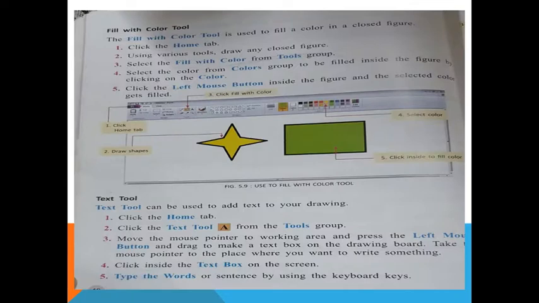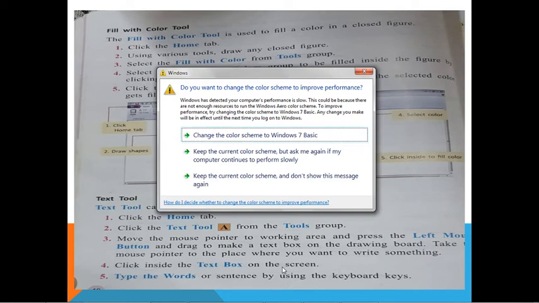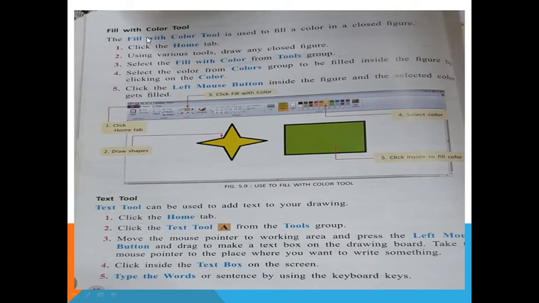See here, next page, fill with color tool. Before, you were using lines and colors, and filling also with the fill with color tool. The fill with color tool is used to fill a color in a closed figure. Closed figure means, see here in the picture, nothing is open like a standing line, sleeping line, or curve line. No, it's totally closed. For example, a heart is closed, a rectangle is closed.